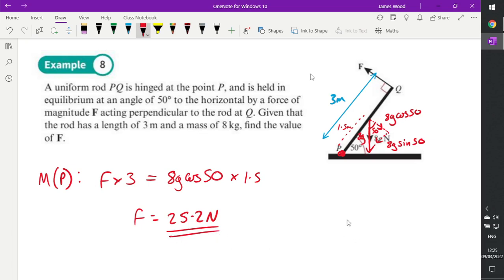So a slightly different context, but just remember that a moment is either the perpendicular distance times the force, or the perpendicular component of the force times the distance.